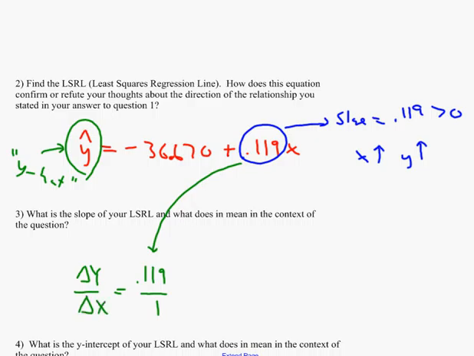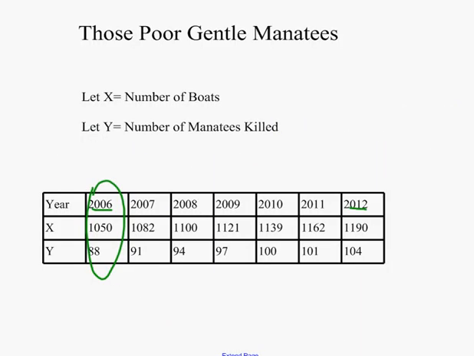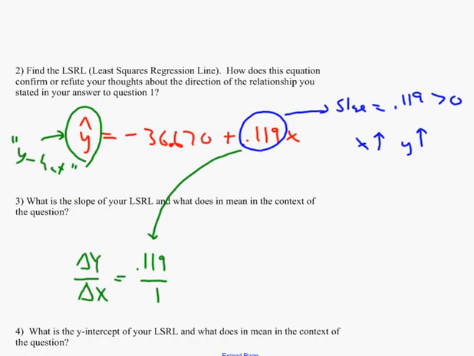So this is where you've got to keep track of your variables again. In our case, we go back to the data. X was the number of powerboat registrations, and y was the number of manatees that were killed. Okay, so we keep that in mind. This number on top is the number of manatees killed, and this is saying the number of boats.